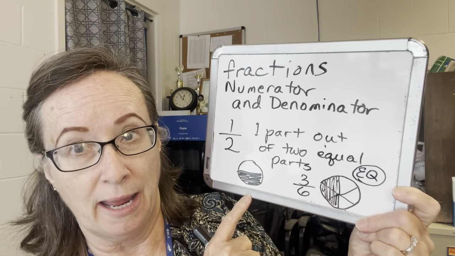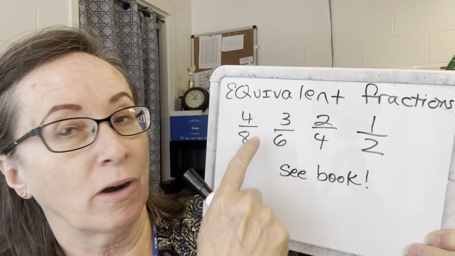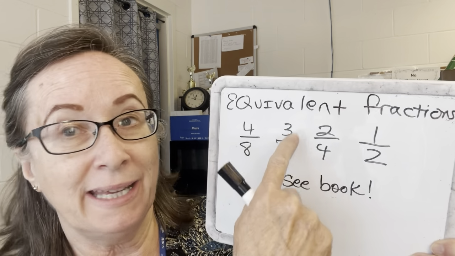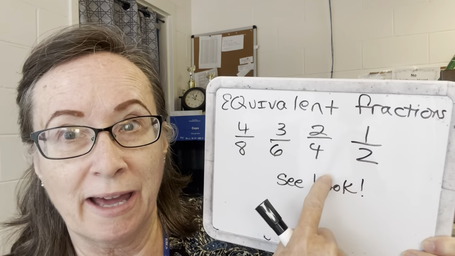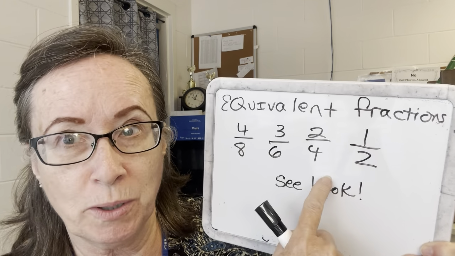So we call those equivalent fractions. And here are 4 fractions that mean exactly the same thing. 4 out of 8 parts, 3 out of 6 parts, 2 out of 4 parts, 1 out of 2 parts. Now, I forgot to say the word equal. 4 out of 8 equal parts, 3 out of 6 equal parts. That's important, okay? So now let's look at the book and see their cool pictures that they have.